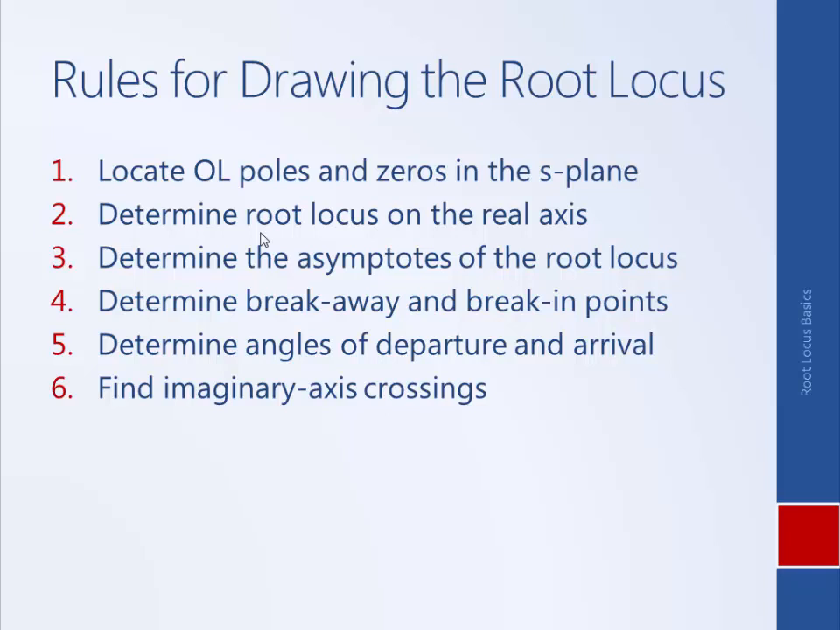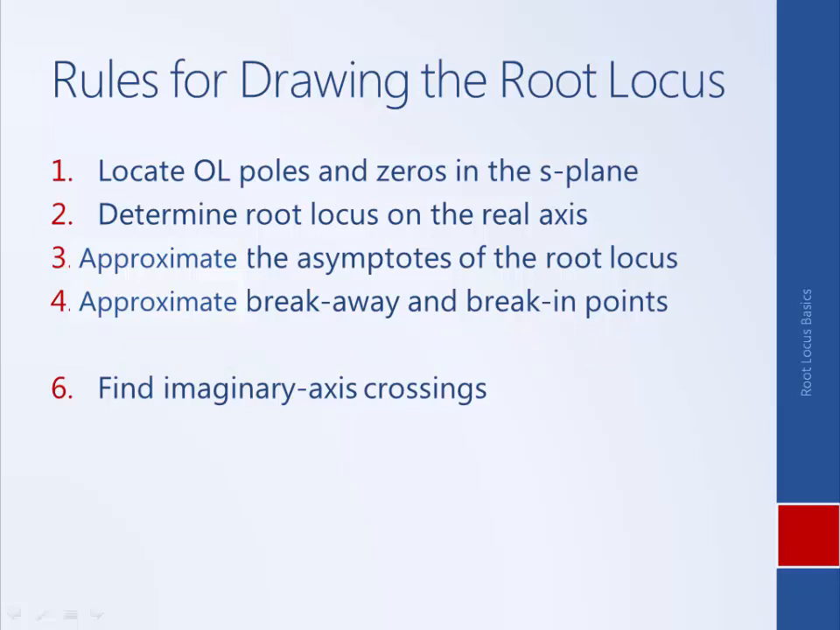In our case, we won't find the exact asymptotes. Rather, we're just going to approximate the asymptotes. We'll then find breakaway and break-in points, which again we won't find exactly, but we will just approximate. We won't determine the precise angles of departure and arrival, and we won't determine the precise location of where the root locus crosses the imaginary axis.